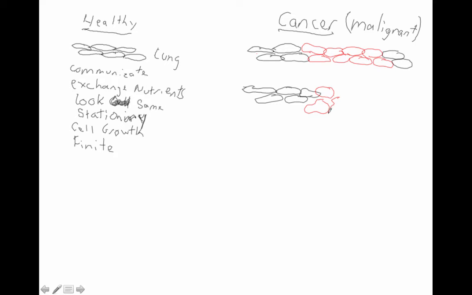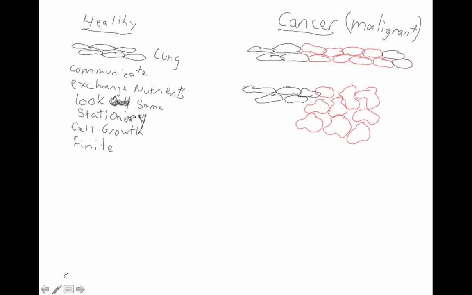I'm trying to draw these a little different because now they don't look like a lung cell anymore. And they're kind of growing out of the confines. Remember over here I said they all look the same. Now they're starting to look different. And I said they communicate with each other over here, but now they're starting to move beyond their normal realms. This one's still touching, but they're not touching anymore. They're still touching each other, they're communicating with each other.